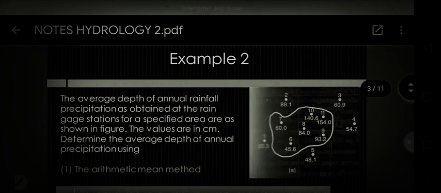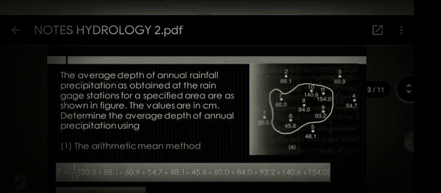Now take another example. The average depth of annual rainfall precipitation as obtained at the rain gauge stations for a specified area is shown in the figure. You can see the rainfall data of those areas. The values are in centimeters. Determine the average depth of annual precipitation using the arithmetic mean method.